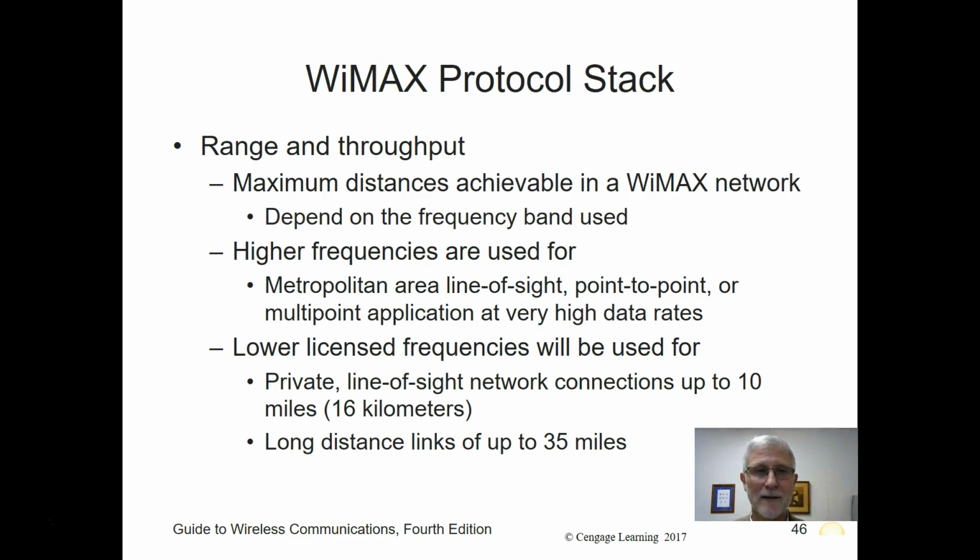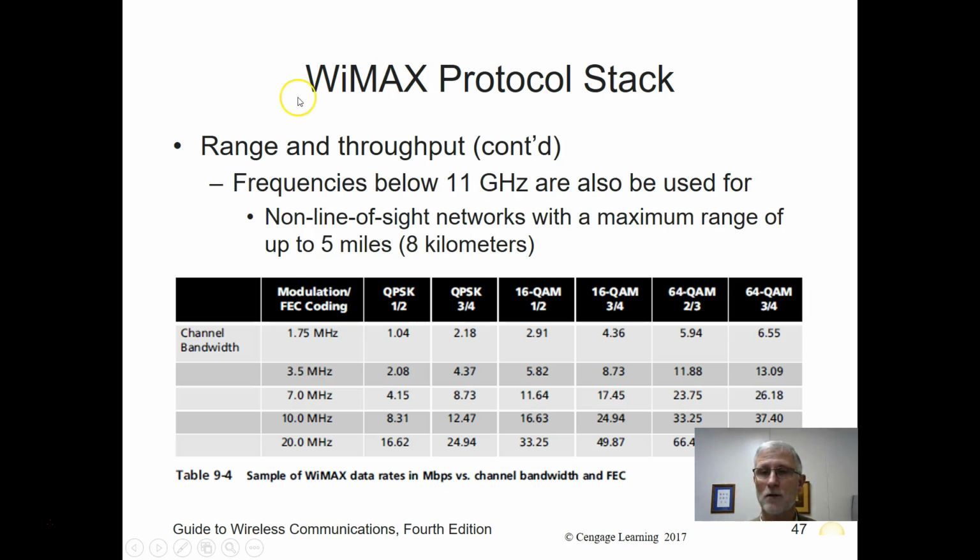Now, range and throughput depend on the frequencies. The higher the frequency you use, the higher the data rates. With lower frequencies, you can increase the transmission distance, but then I reduce the amount of data that I can push through. Your choice. This table gives you a rough idea of the data rates and channel bandwidth and what choices you've got. Based on what you're designing, you're going to pick and choose which of these you're going to play with.